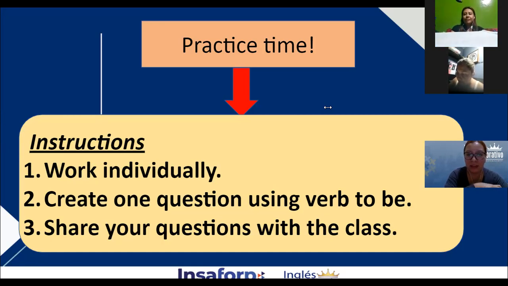Virginia, hágale su pregunta a David Martínez, please. Are she your sister? ¿Por qué está ocupando are para she?